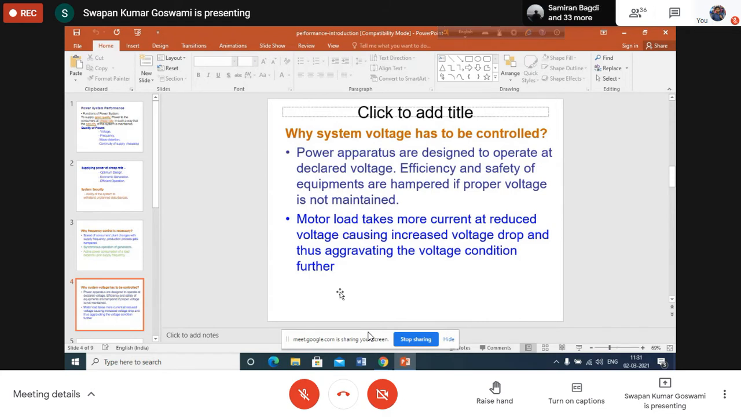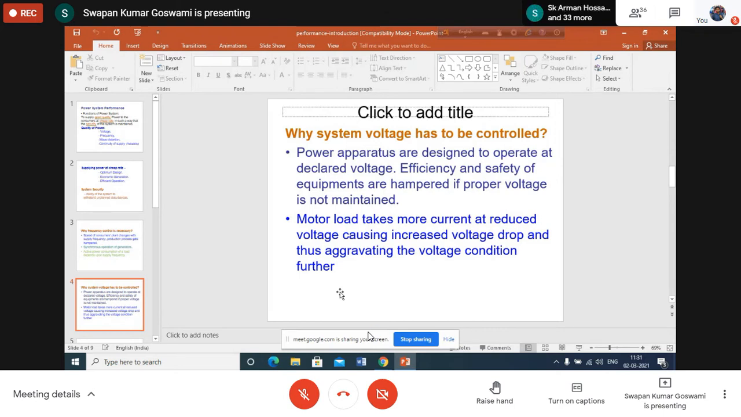At the same time, if you cannot maintain the voltage, then efficiency of operation of the system will not be maintained. Say voltage is not normal, it is much less. So obviously, your equipments, then what will happen? If the voltage is less, obviously then stress will not be there. But at the same time, what will happen?